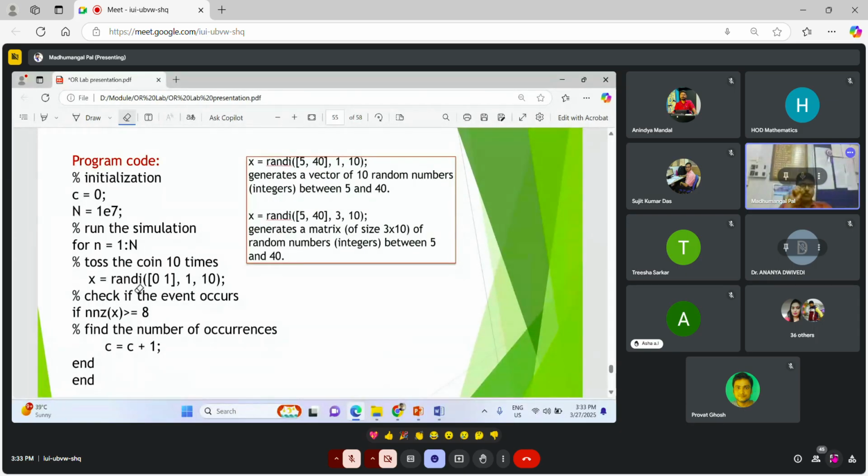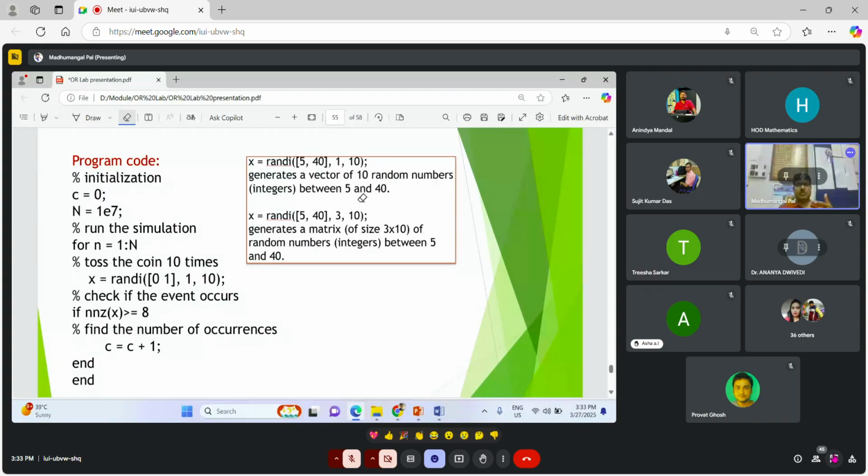That rand function will generate your random number between 0 and 1. But randi generates the integer number between these two numbers. Here, see that in the right hand side box, the more general expression we have mentioned here. randi(5, 40), this means generate a vector of 10 numbers between 5 and 40. So this interval represents the interval of the numbers.